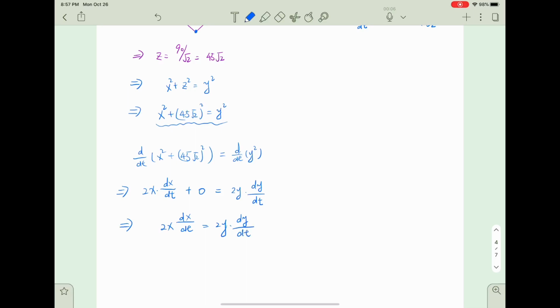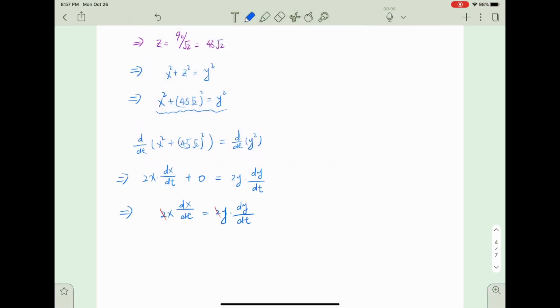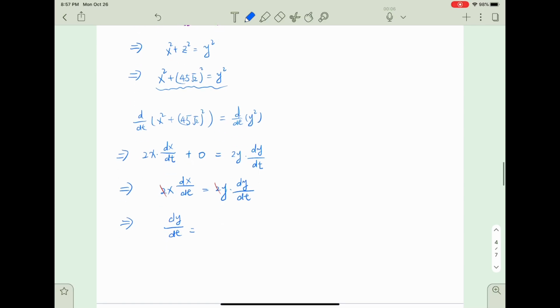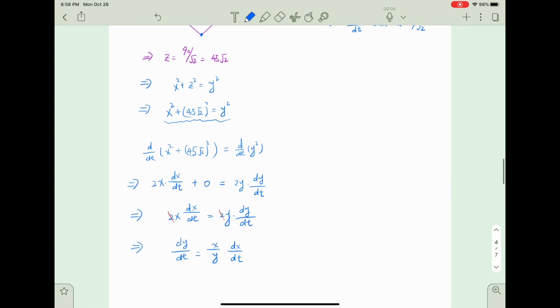Cancel out this 2. Notice that we're looking for dy/dt, so we should solve for dy/dt. So dy/dt is equal to, dividing both sides by y, x over y times dx/dt. This means that if we know x and y and dx/dt, we will know dy/dt, right? So let's find out all these things on the right hand side.